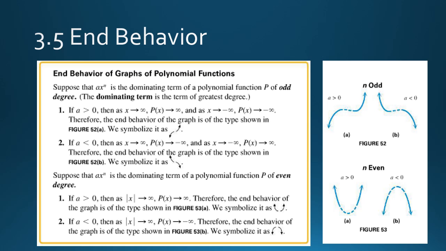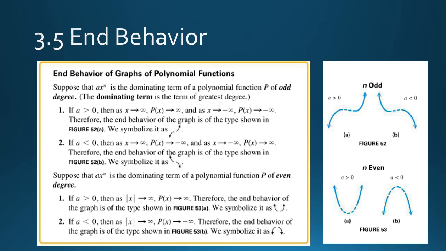If a is greater than 0, if the number in front of that x with the highest power is greater than 0, then as x goes to infinity, as x values get bigger and bigger and bigger, the y values will get bigger and bigger and bigger. And as x goes to negative infinity, as the x values go further and further into the negatives, the y values will do the same. So the end behavior of the graph is of the type shown in figure 52, A, the first one, and we symbolize it with, you can see the little arrows. The arrow to the left is going down, to the right is going up.